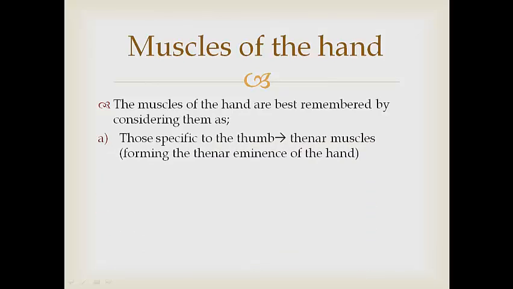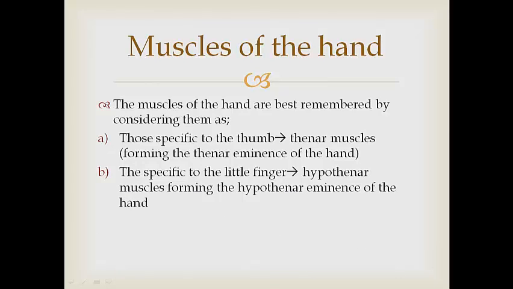you've got muscles of the hand that are specific to the thumb. Basically, this means that these are a set of muscles whose entire action is related to moving the thumb. And these muscles are called the thenar muscles. And when you look at the palm of your hand, you'll notice that there's this elevation in the region of your thumb, and this is called the thenar eminence. Okay, so that's where the thenar muscles are found.